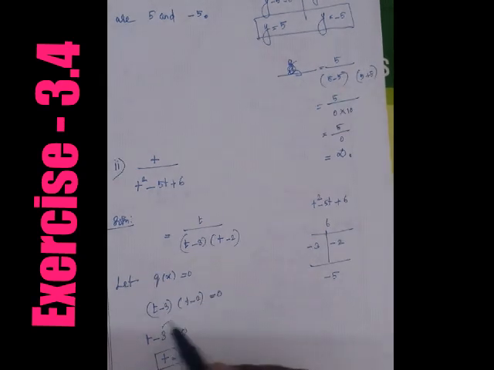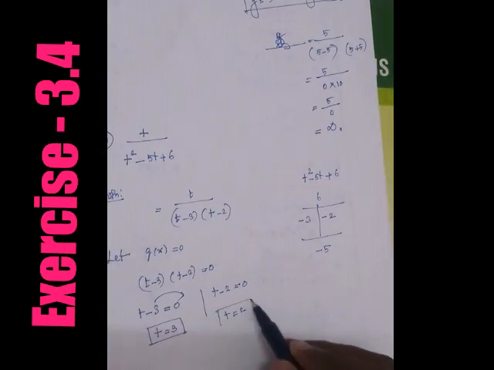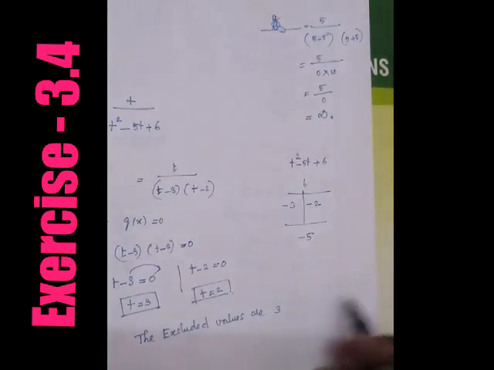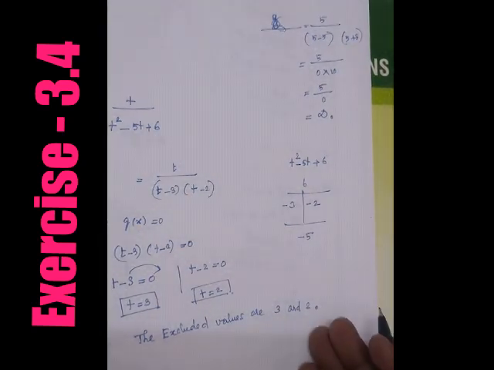The minus 3 becomes plus 3. Second one, t minus 2 equal to 0, therefore t is equal to plus 2. This 3 and 2 are the excluded values. The excluded values are 3 and 2. You know how to verify it.